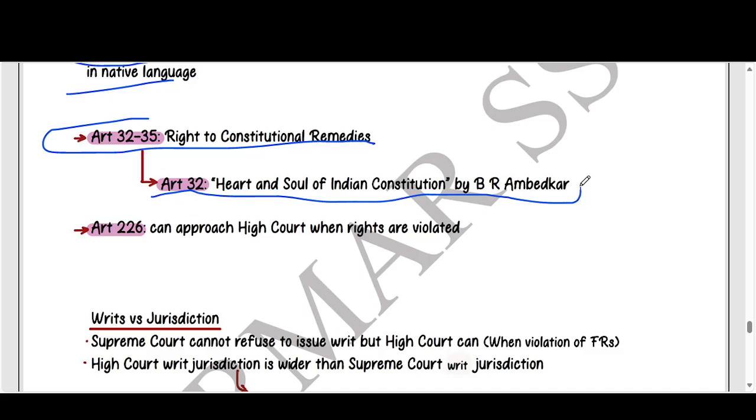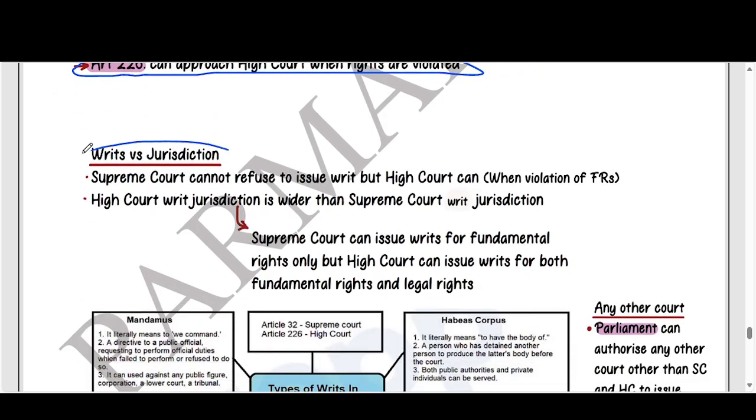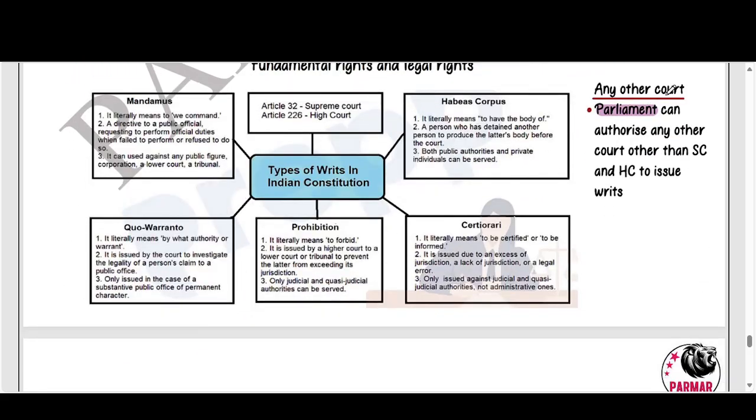The heart and soul of the Constitution, by Dr. B.R. Ambedkar. Article 226: one can approach the High Court when rights are violated. Writs and jurisdiction: the Supreme Court cannot refuse to issue a writ, but the High Court can. In the case of enforcement of rights, the High Court's jurisdiction is greater than the Supreme Court's. The Supreme Court can issue a writ for fundamental rights only, but the High Court can issue a writ for both fundamental rights or legal rights. Parliament can authorize any other court other than the Supreme Court or High Court to issue writs.